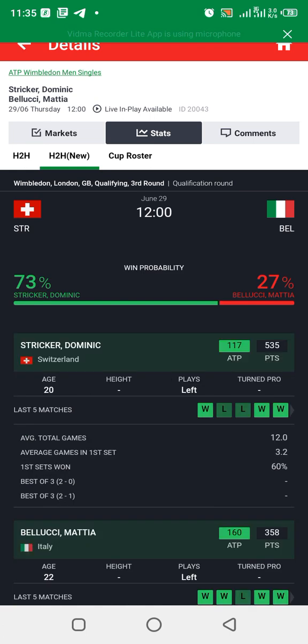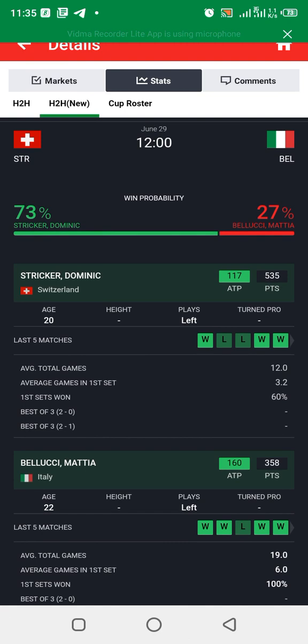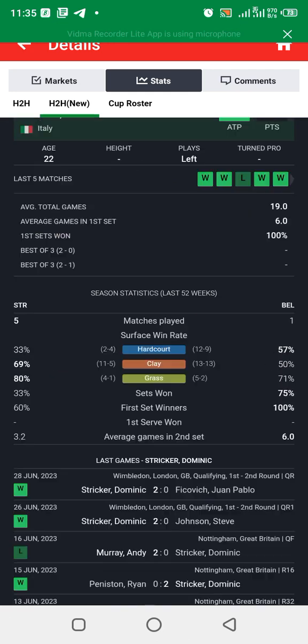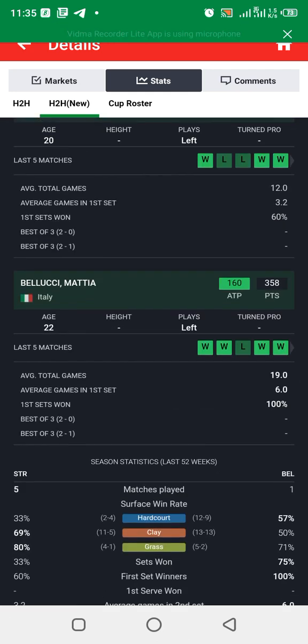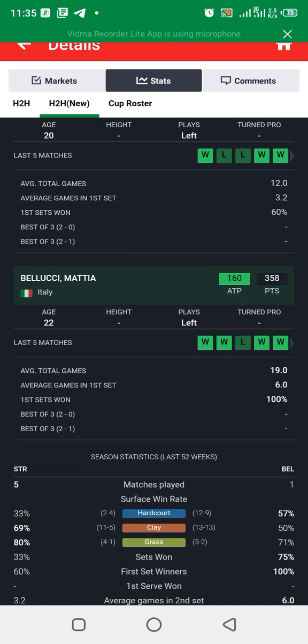So now we have the match between Dominic and Matia. The total average points for Dominic is 12.0, as you can see here, and the total average points for Matia is 19.0. By checking this, you already know that you are going to add 12.0 and 19.0. Don't forget it is their average, so they can play any point within this range. Their games can result in any range of this.